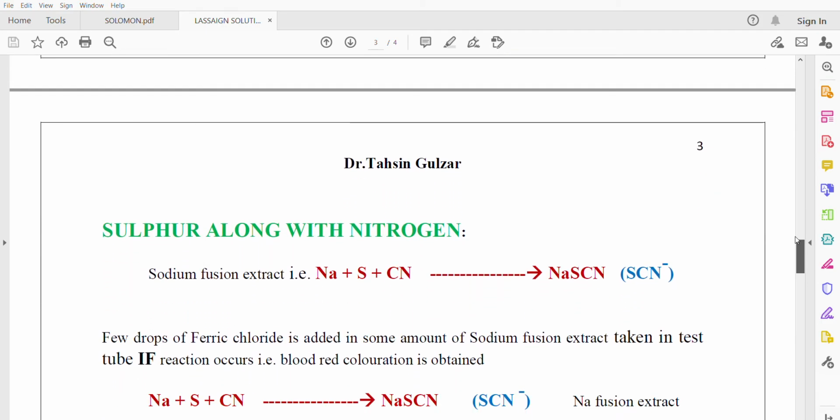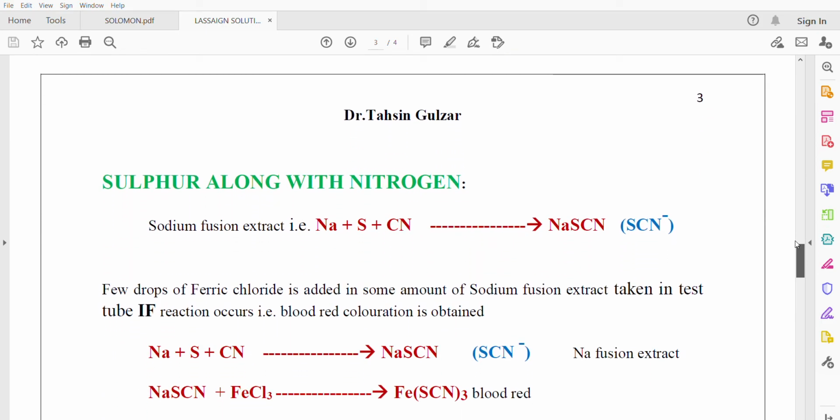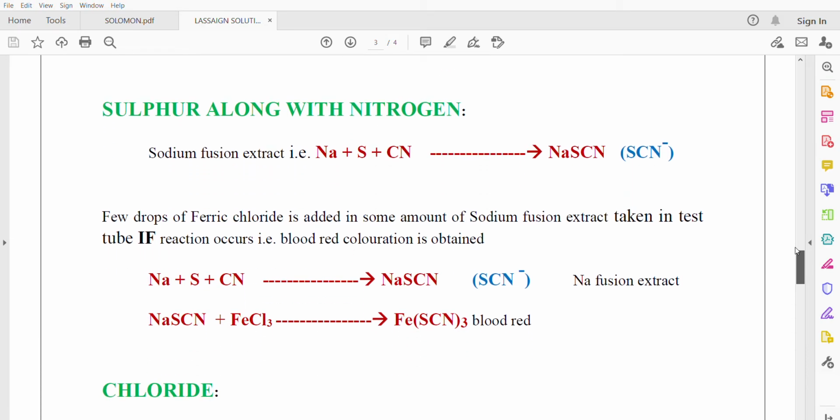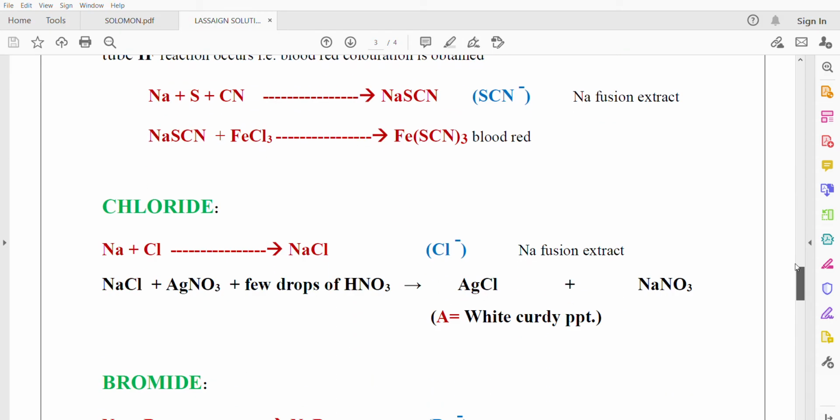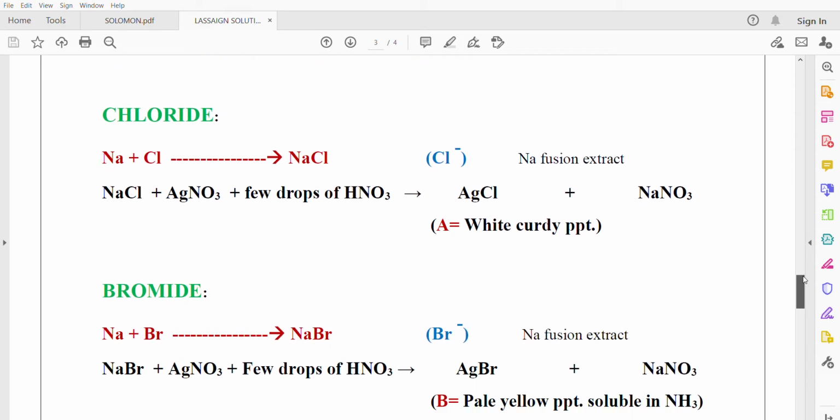adding ferric chloride, blood red coloration, dark red coloration is obtained, it means sulfur and nitrogen are both present in the same compound. And if there is no blood red coloration on the addition of ferric chloride, it means sulfur and nitrogen are not both present in the same compound. So you come towards halogens.